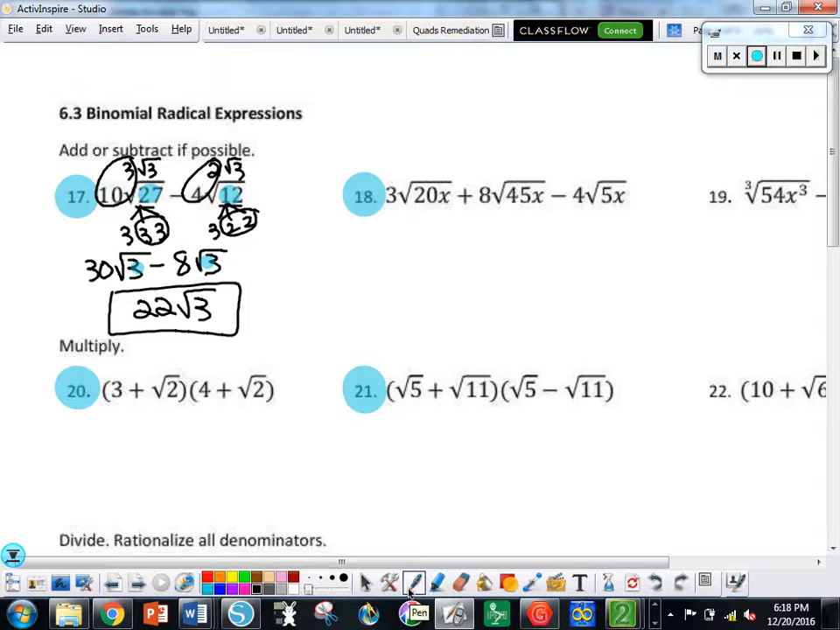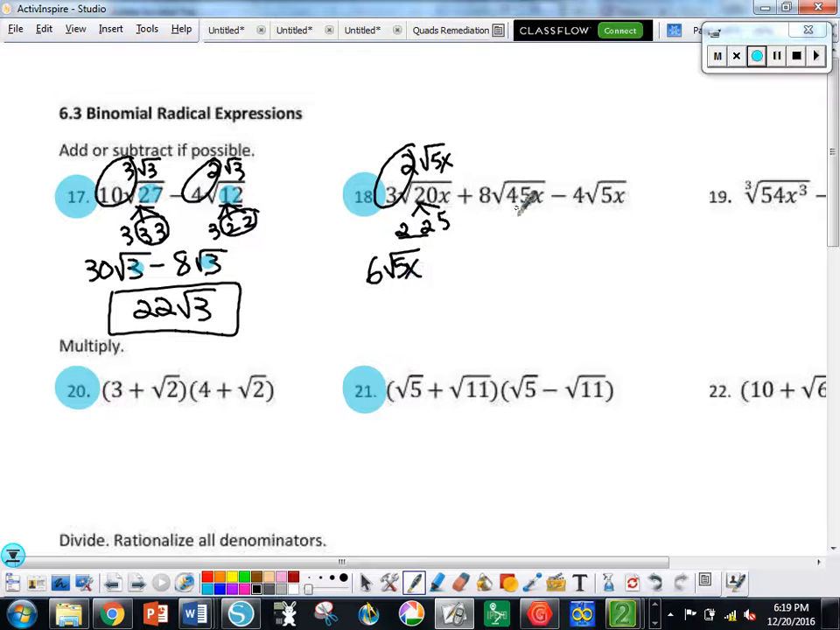Alright, number 18 is just like number 17. I'm going to take the 20. 20 is 2 times 10, and 10 is 2 times 5. So this is 2 square root 5x. So the x stays in, that's fine. Combine these together, you get 6 square root 5x.